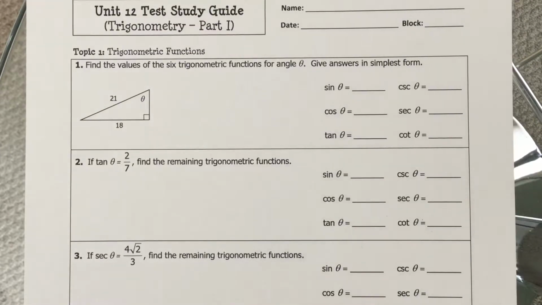All right, this is part 1 of the Unit 12 test study guide. First topic is on trig functions. So we learned the 6 trig functions, different ways that you can evaluate different pieces. So the first couple, we are just finding the 6 trig functions.